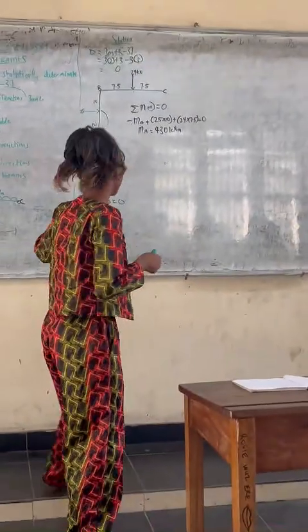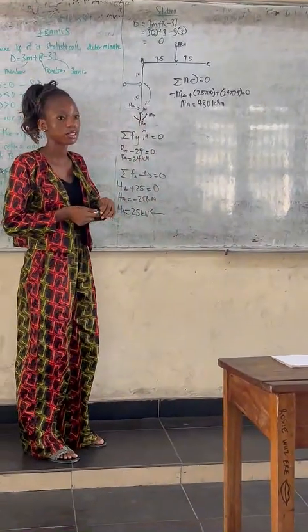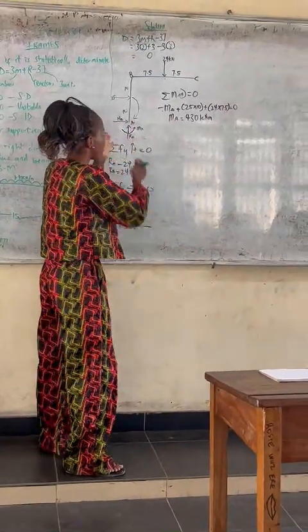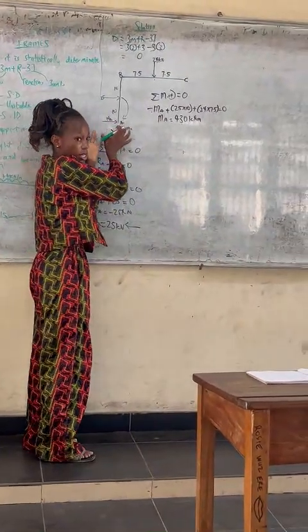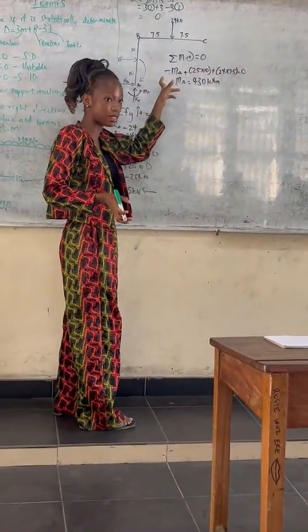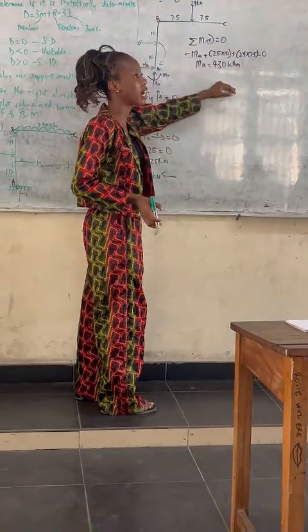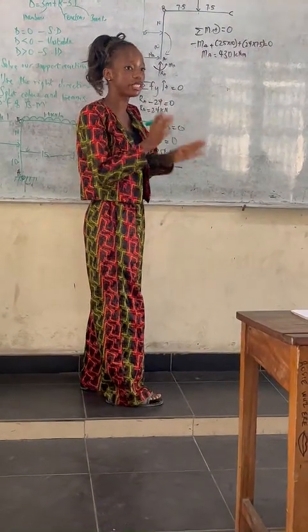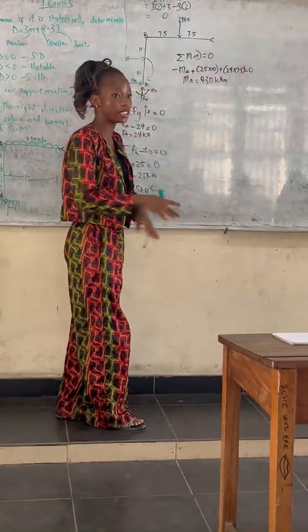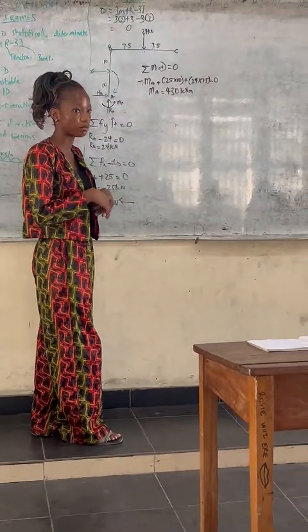Yeah, clockwise is negative. Now, we are getting MA as positive. Why? Because we've chosen anti-clockwise here, and we've represented it as anti-clockwise with this negative. The sign of our answer is just telling us whether what we chose is right or wrong. It's not showing whether it is clockwise or anti-clockwise.